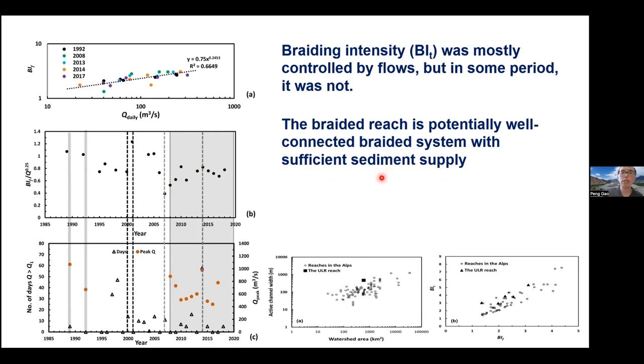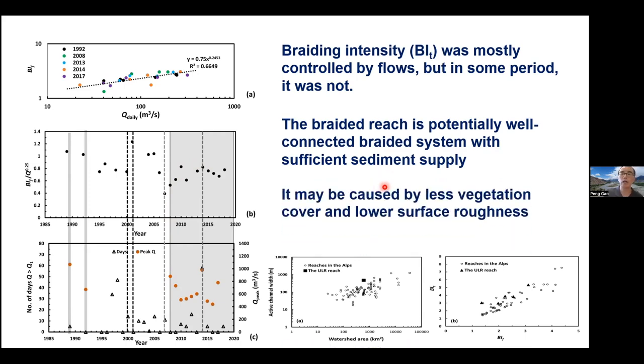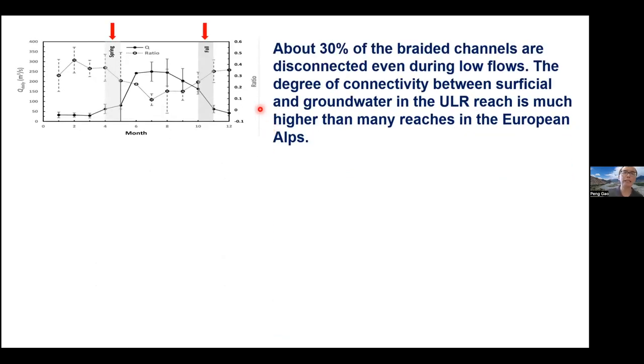The second conclusion, we say that braided rivers are potentially a well-connected system with sufficient sediment supply. We argue that this is mainly because of the less vegetation cover and the lower surface roughness. Because we calculated the surface roughness of our study area and compared against those in the European Alps, and our values are very low. Furthermore, we showed that during the dry season, which is spring and fall, these two periods, the non-flow channels cover up to 30% of the braiding systems. This percentage is much higher than that in the typical European alpine braided river systems.